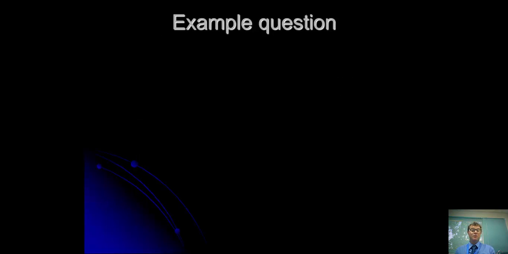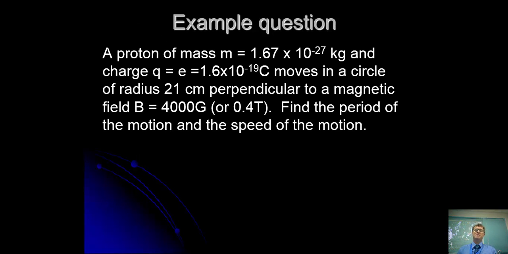Let's give this as an example question now. A proton has a mass of 1.67 times 10 to the minus 27 kilograms and a charge of 1.6 times 10 to the minus 19 coulombs. It moves in a circle of radius 21 centimeters perpendicular to a magnetic field of 4,000 Gauss or 0.4 Tesla, which is what we're interested in. Find the period of the motion and the speed of the motion. So take a moment here, put your ideas together, think about circular motion, think about what we're going to have to find out.